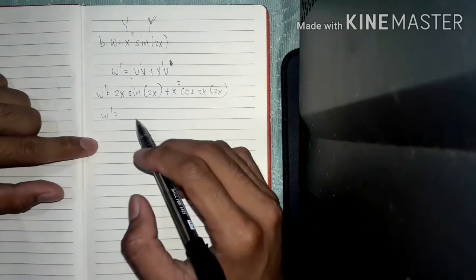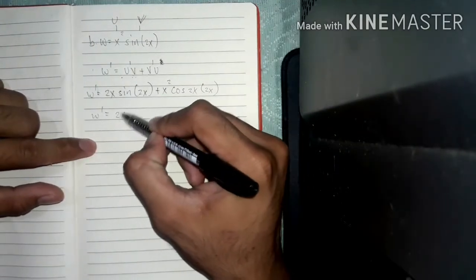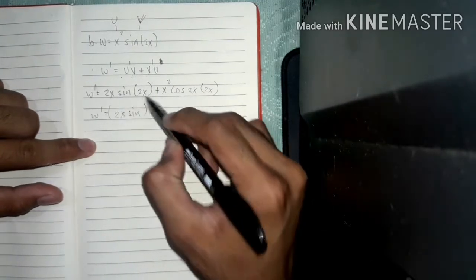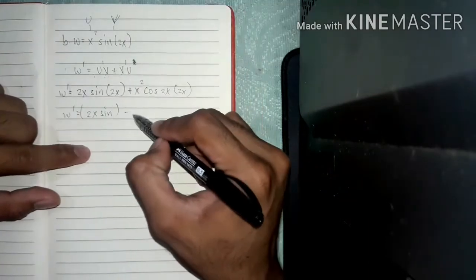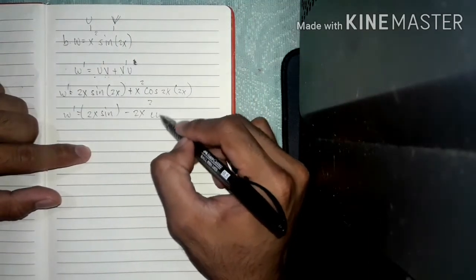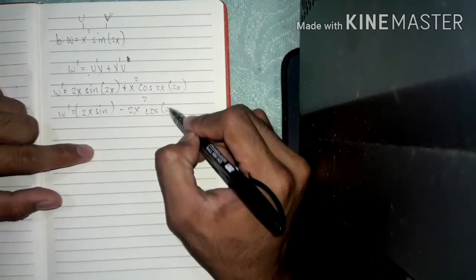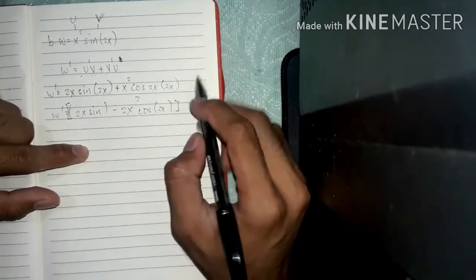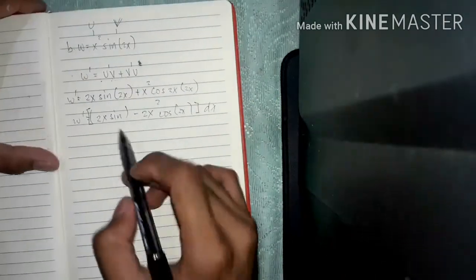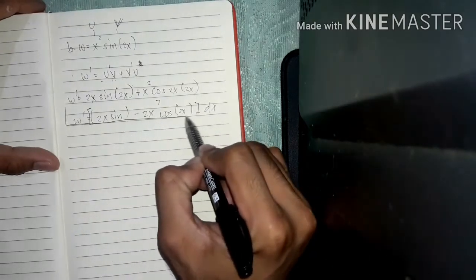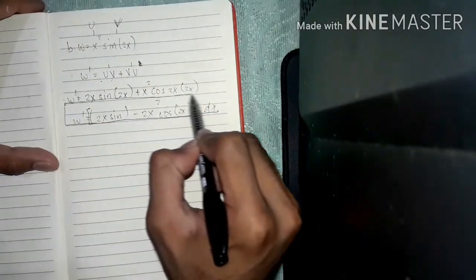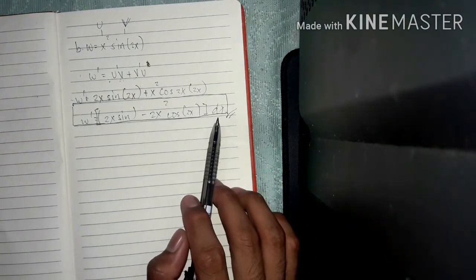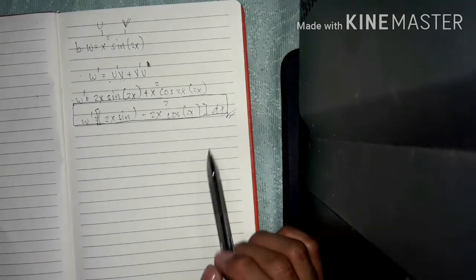So W prime is equal to 2x sine 2x, minus 2x squared cosine 2x, with respect to dx. So that is how to get the product rule. You should put with respect to dx so that it is clear what you are differentiating with respect to.